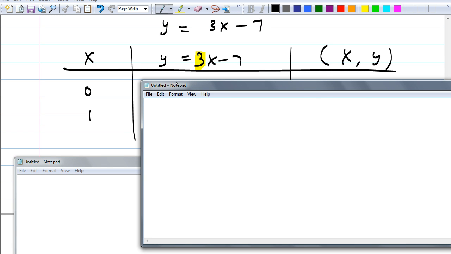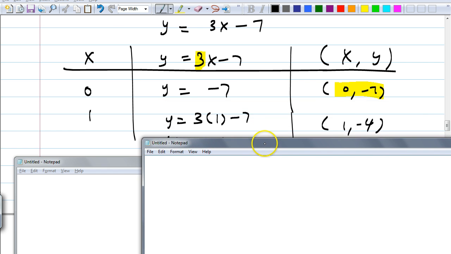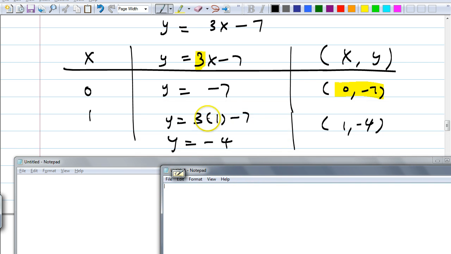So when I plug in 0, did you all get negative 7? Okay, what about when you plug in 1? What did you get? 3 times 1 minus 7, what is that? Yeah, negative 4. Shouldn't you get negative 4? Did you guys use parentheses when you plug in? Yeah. Alright, so now we have 2 points.